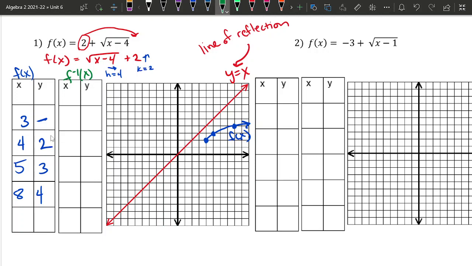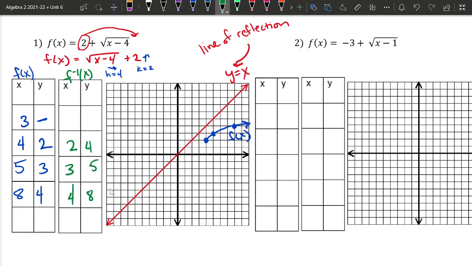I didn't have one, and it's a dash, so I don't really need that. So then 2 becomes the x value 2, the 3, and the 4. That's my new x values, and I take the x values from the blue one, and they become the y values for the green one. So then 4, 5, 8.